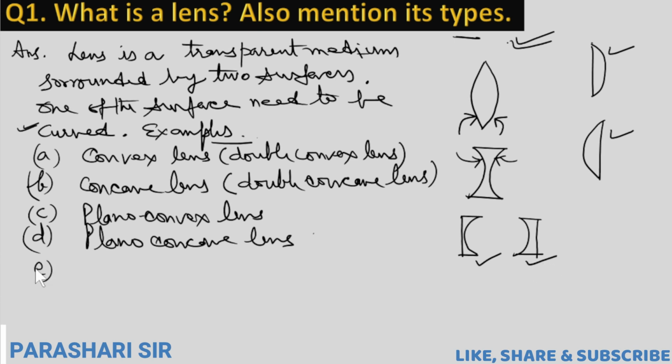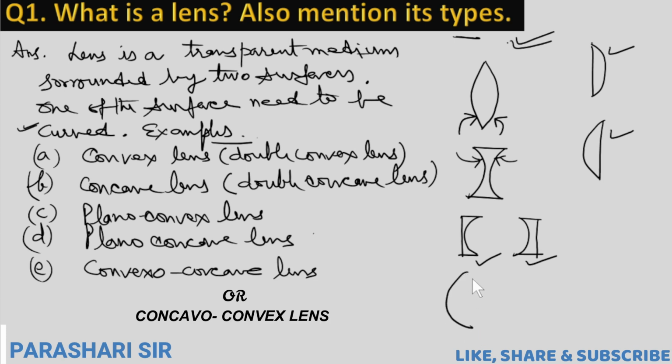E. Convexo concave lens. Here is the convex surface and the right side of the surface happens to be concave surface. So this is convexo concave, and you can definitely look for many other types of lenses all by yourselves.